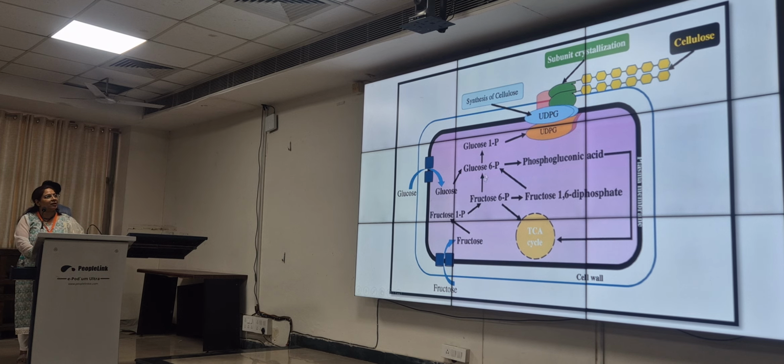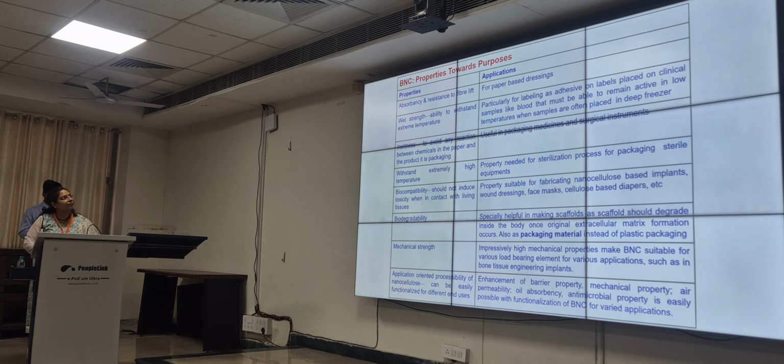So this is the detailed process of biosynthesis of this bacterial nanocellulose, which is an extracellular polysaccharide from the bacteria. When the bacteria metabolize the glucose, it produces glucose 6-phosphate, finally glucose 1-phosphate, and finally uridine diphosphoglucose, which is the ultimate precursor for bacterial nanocellulose synthesis. And this is how the subunits get clustered by strong hydrogen bonding, and we can get a pellicle.